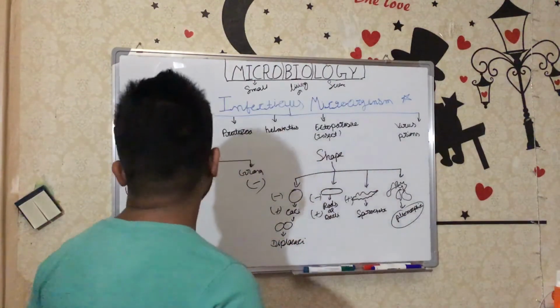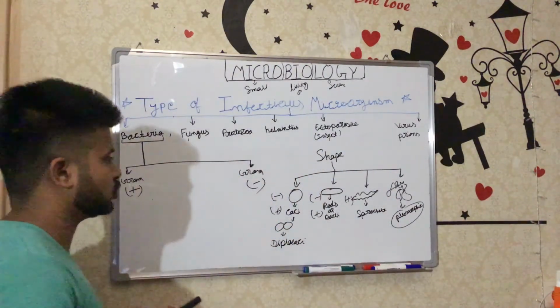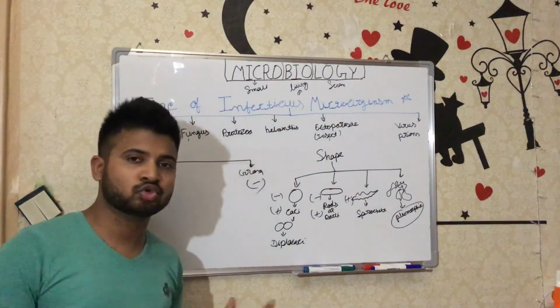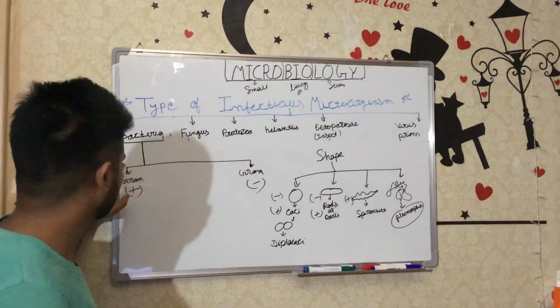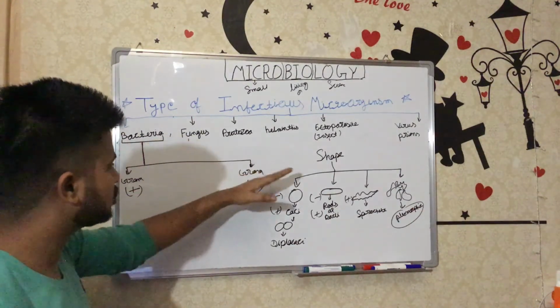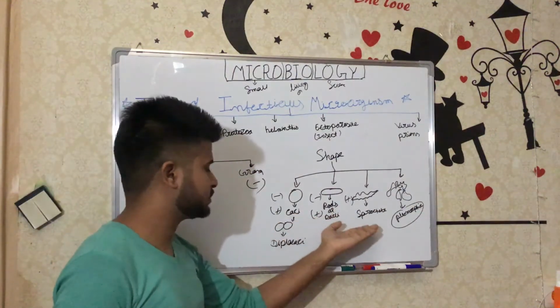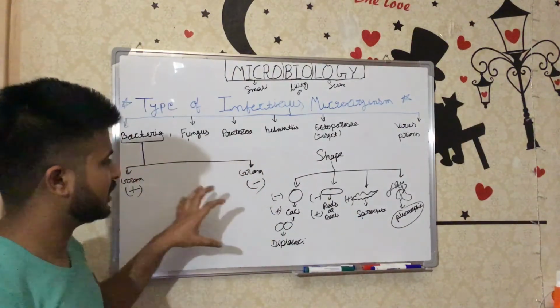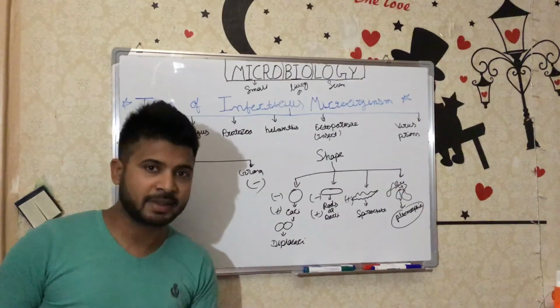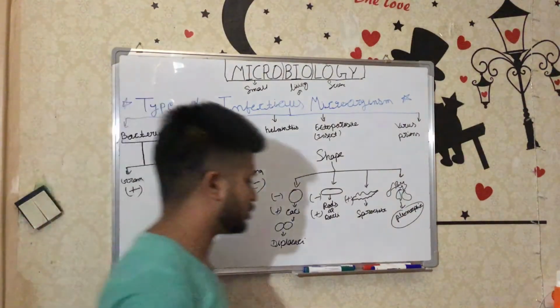So about the bacteria, we discussed that according to structure they are divided into two types, typical and atypical. According to the staining method, they divide into gram positive and gram negative. According to shape, they are divided into cocci, rod shaped, spirochete, and pleomorphic. So this is the very basic concept about the bacteria. Now we'll discuss the fungus.